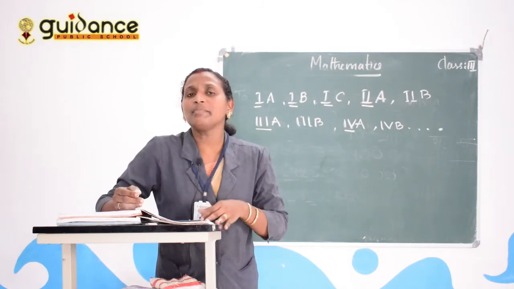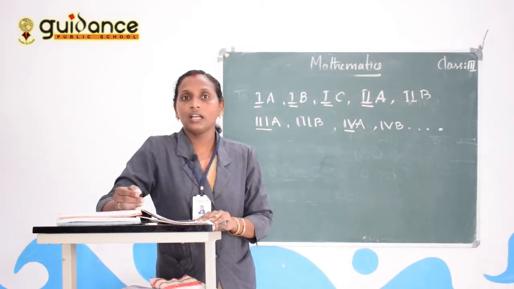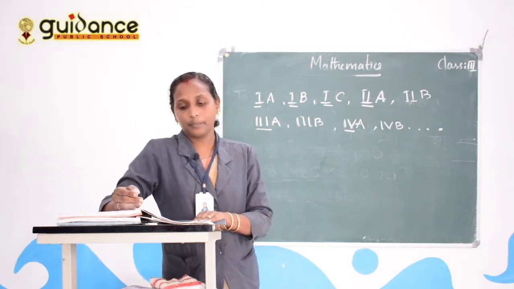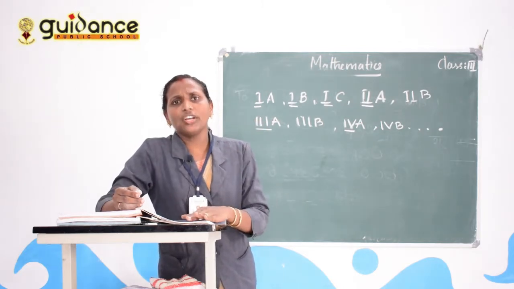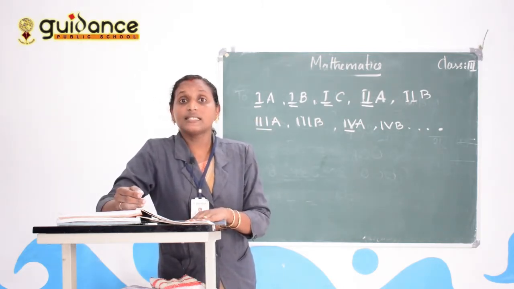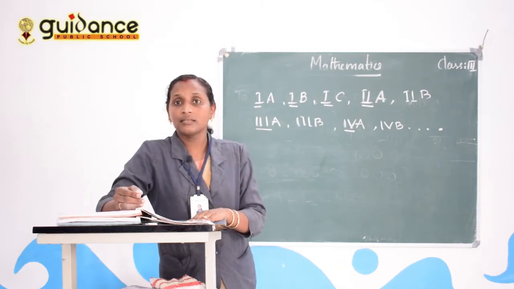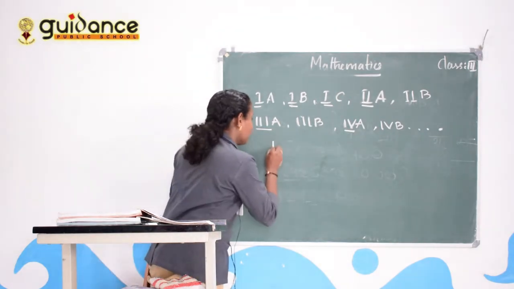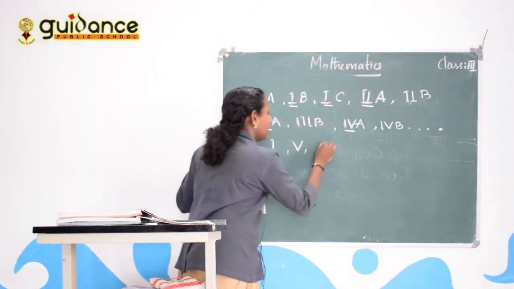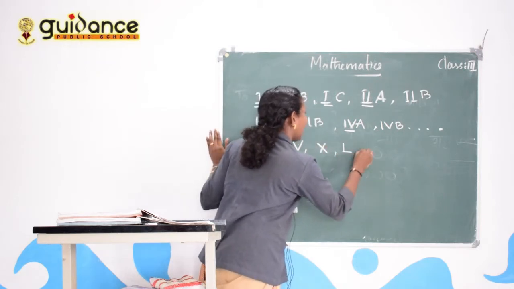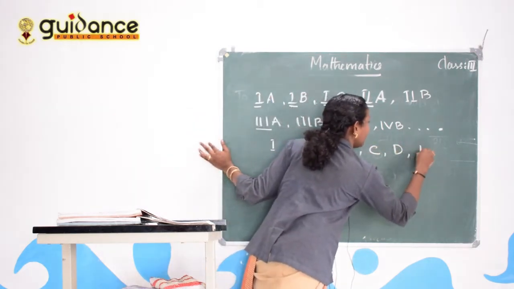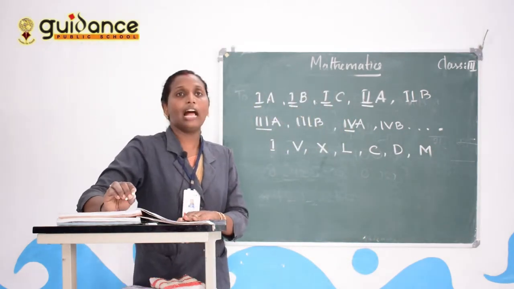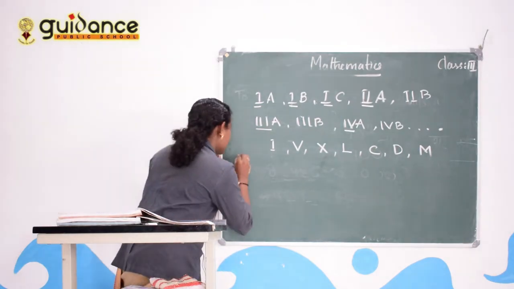The ancient Indian mathematicians developed a numeral system. It is called the Hindu-Arabic system. Okay. Long ago, the Romans used 7 alphabets to write the numbers. What are they? I, V, X, L, C, D, M. These are the 7 letters of the alphabet.